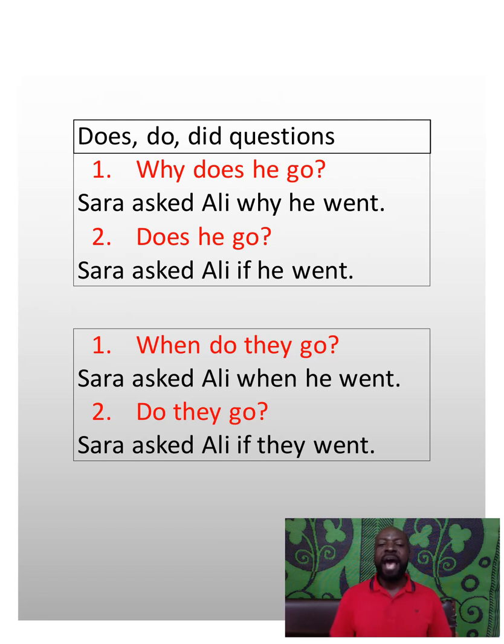Next. Why do they go? Does and do, they are the same. You jump them and change the verb to the past simple. Sarah asked Ali when, oh, sorry, this is not he, that's a mistake. When they went, not he. When you jump do and go to the next pronoun, they, when they went. Number 2. Do they go? Sarah asked Ali if they went.